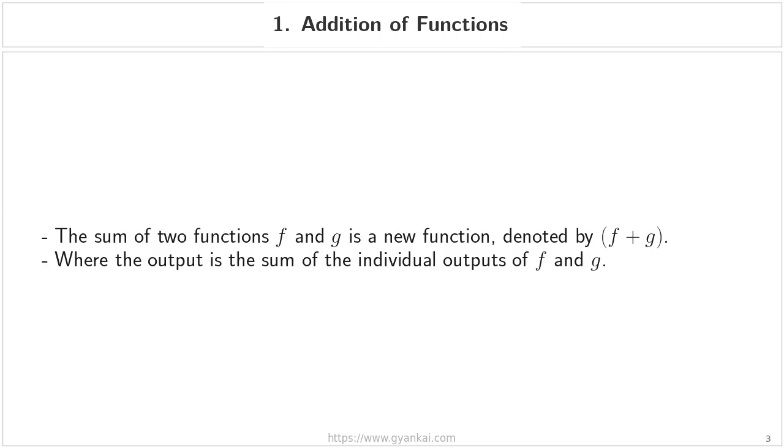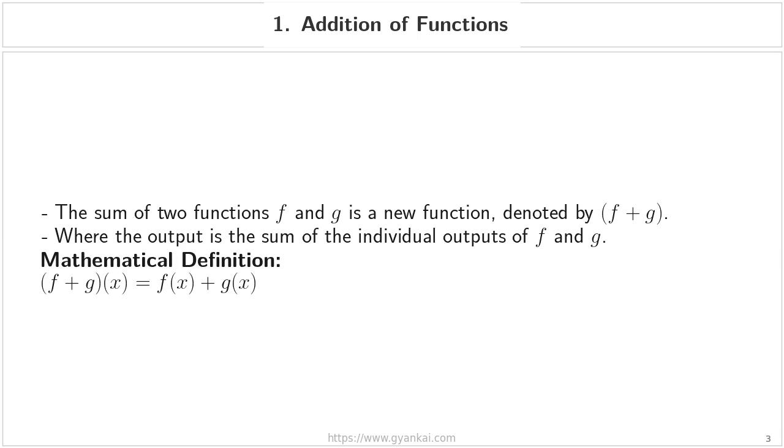1. Addition of functions. When we talk about the sum of two functions, f and g, we are actually creating an entirely new function, which we denote as f plus g. The output of this new function is simply the sum of the individual outputs of f and g for any given input. To put this into a formal mathematical definition, we say that (f plus g) of x equals f of x plus g of x.